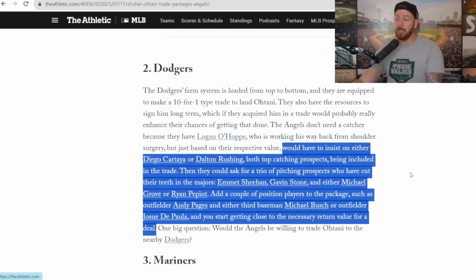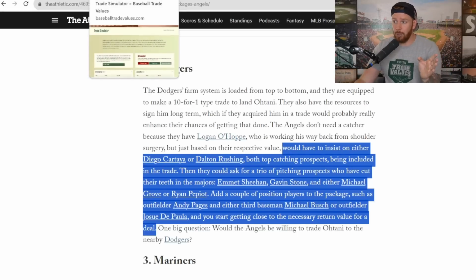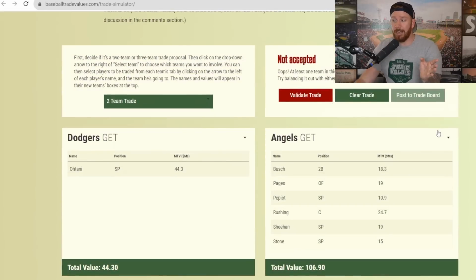It is fantastic. But he mentions here having 3 pitching prospects: Emmett Sheehan, Gavin Stone, and either Michael Grove or Ryan Pepiot. And then he also includes a couple of position players such as Andy Pages and either Michael Busch or outfielder Josue De Paula. Sorry if I'm botching that, but that is a massive package. Like, that is just crazy. If you take a look here on baseballtradevalues.com, it is not accepted by the simulator. Like, this is ridiculous. I mean, look at this.